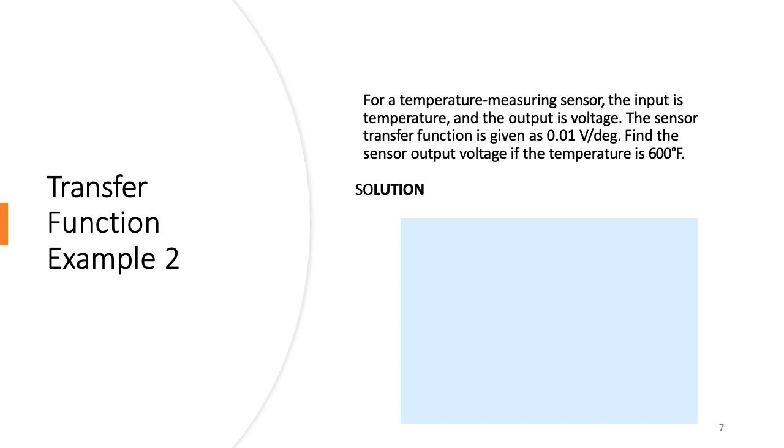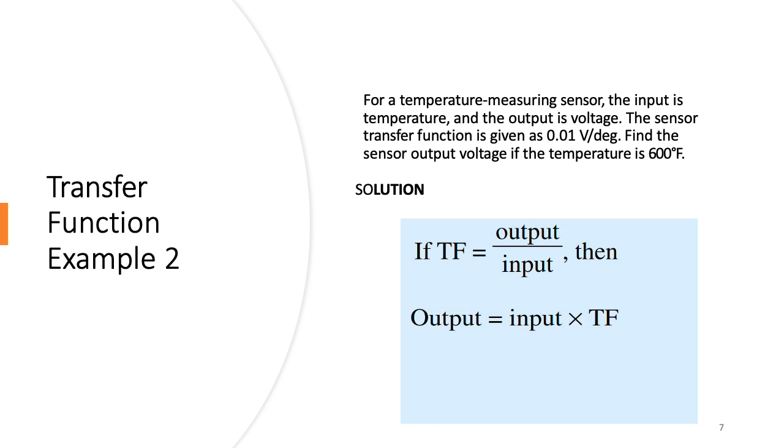Again, taking our formula, TF equals output over input, we can rearrange it as the output equals input times the transfer function or gain. Plugging the numbers in gives a value of 6 volts. A good habit is to check the units. In this case, degrees times volts divided by degrees leaves an answer in volts, which is what we expected.